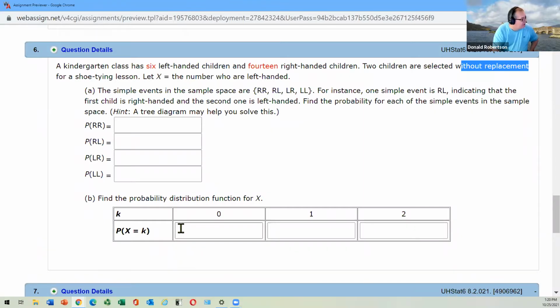Okay, and X is going to be, the thing you're counting is the number of left-handed.